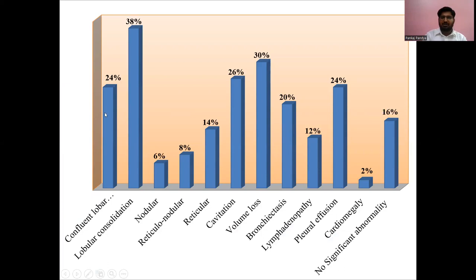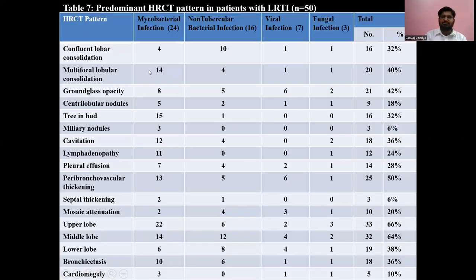This is a bar diagram. Lobar consolidation and confluent consolidation are most common in LRTI. Then the predominant HRCT patterns in patients with LRTI: confluent lobar and multifocal lobar consolidation is most common. GGO is also seen in 42% of cases. Tree-in-bud appearance is seen in 32% of cases. Miliary nodules are seen in 3 patients, which is 6% of total cases. Cavitation is also seen on HRCT in 36% of patients.